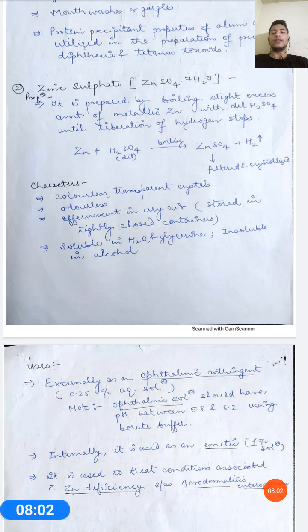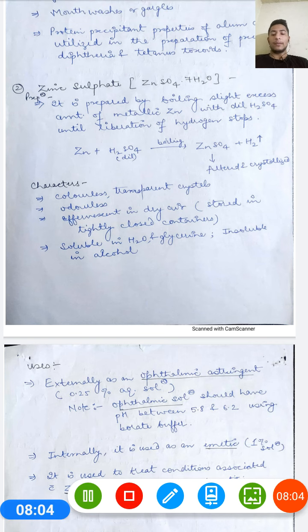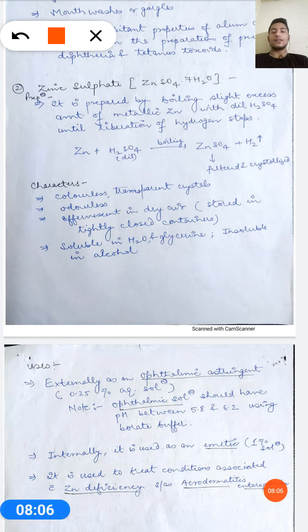Now the preparation of zinc sulphate. It is prepared by boiling a slight excess amount of metallic zinc with dilute sulfuric acid until the liberation of hydrogen.